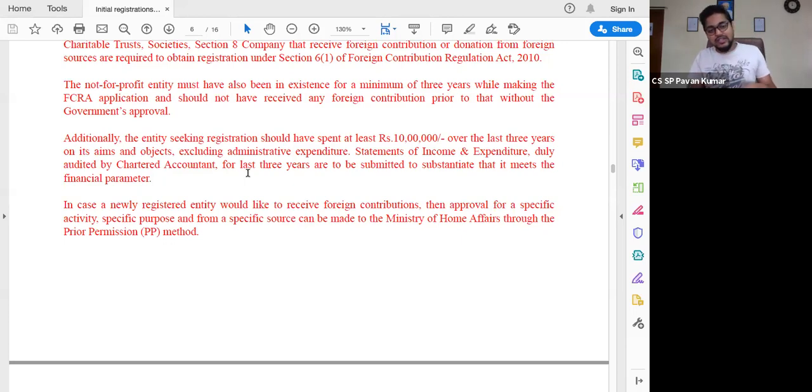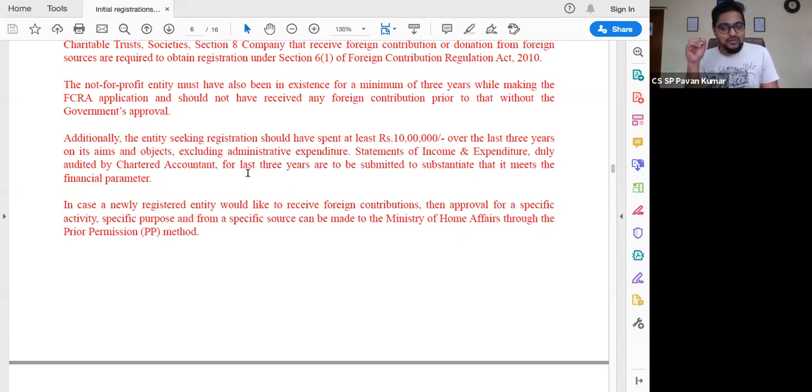In these 3 years, I have to have spent at least 10 lakh rupees on my main objectives, and I have to have proof that I have spent it. After that only I may get this registration. However, there will be certain situations during emergencies, like for example now COVID is happening, where you have to provide food, give shelter to a few people, take care of migrant workers, so you have to facilitate them.